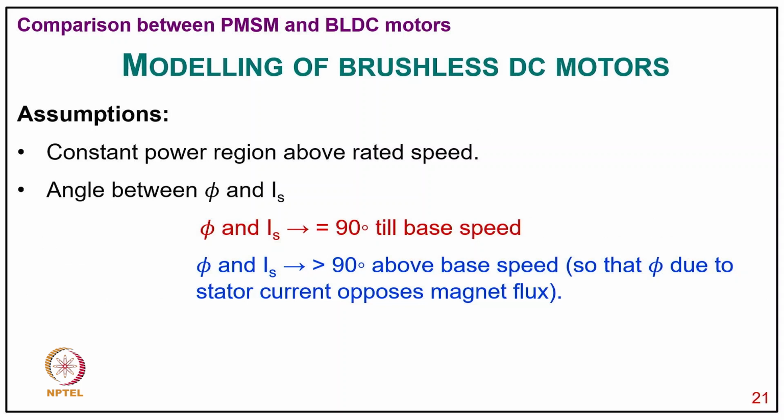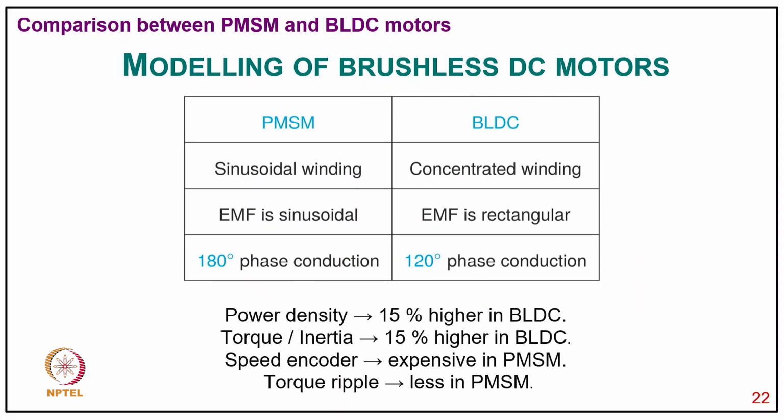The angle between phi and phi_s is 90 degrees till the base speed, and the phi_s angle is 90 degrees above the base speed, so that the phi due to stray current opposes the magnetic flux. So you can have a comparison here, typically for the BLDC motor, with the PMSM having a sinusoidal winding and the BLDC a concentrated winding.